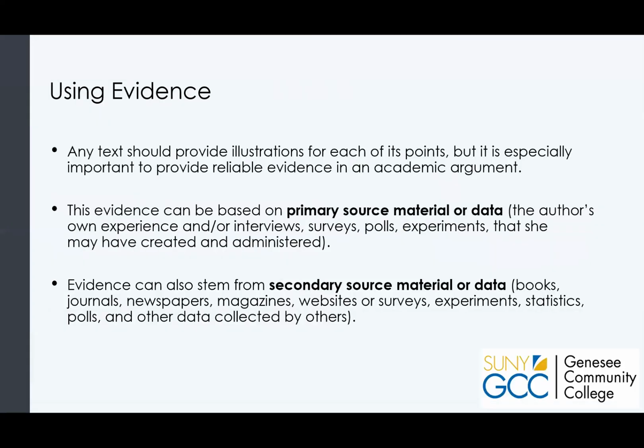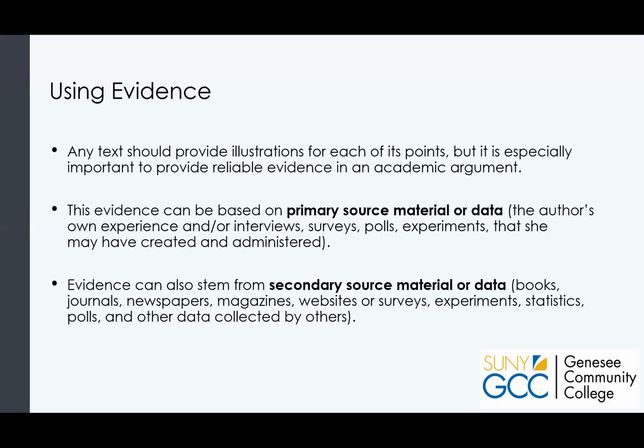Using evidence. Any text should provide illustrations for each of its points, but it is especially important to provide reliable evidence in an academic argument. This evidence can be based on primary source material or data, primary being the author's own experiences, interviews they've conducted, surveys, polls, or experiments they've conducted and administered themselves. They may or may not have created the plan for these interviews, surveys, polls, and experiments, but they administered and conducted them and gathered the results themselves.